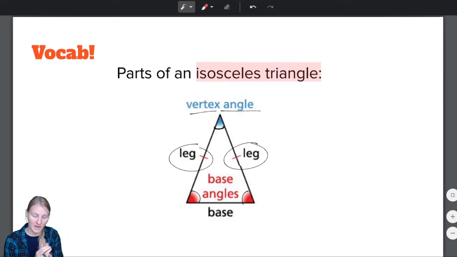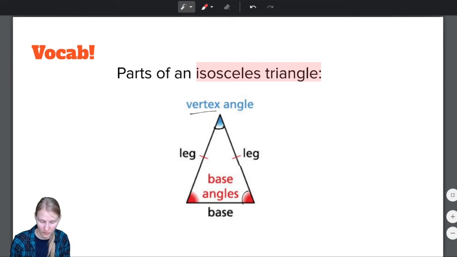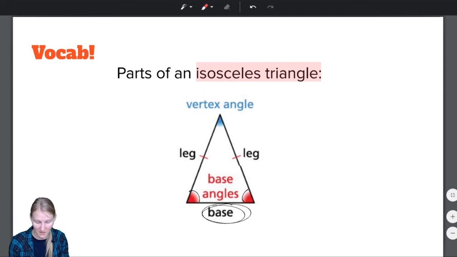So please make sure that this is in your notes. If you'd like to color code, I always encourage color coding. Vertex angle in between the legs. The legs are the two congruent sides, and the base angles are near the base, which is the side that might not be congruent to the legs.